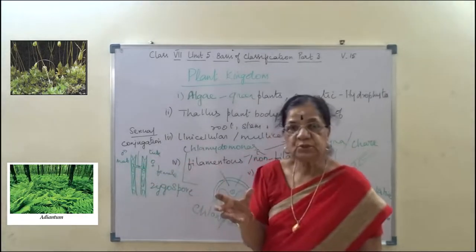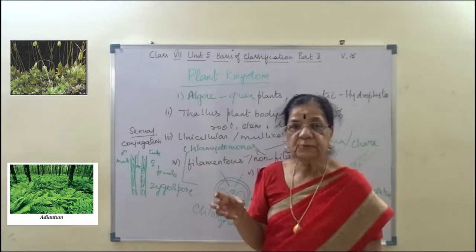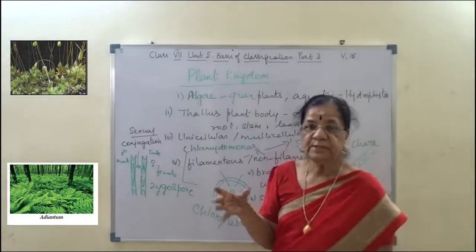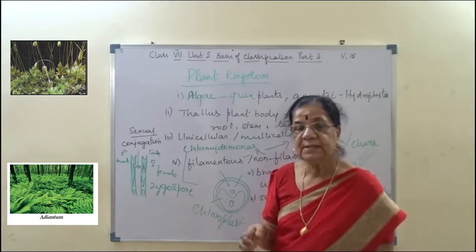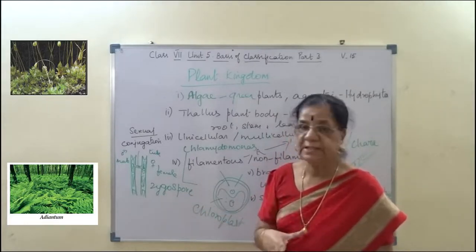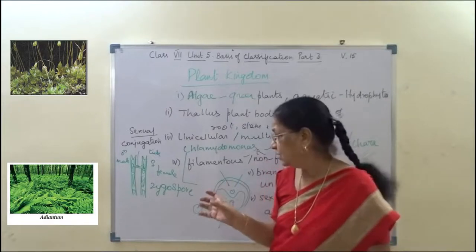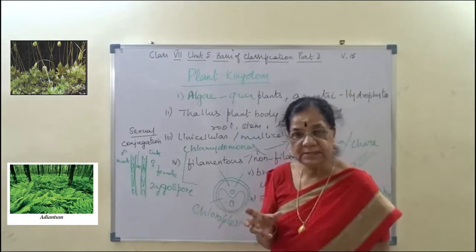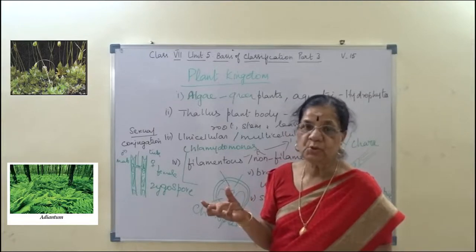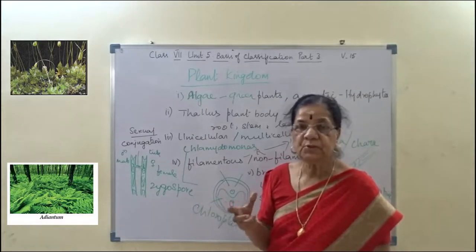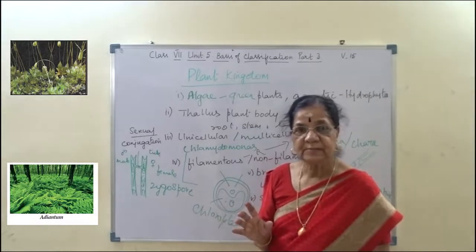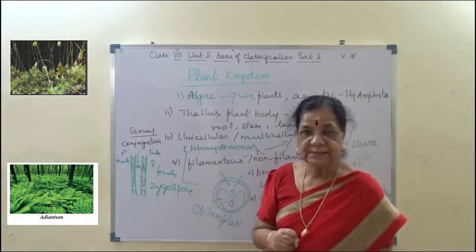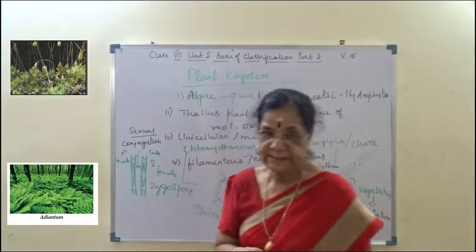That way fusion occurs. The fused egg is a zygospore. We don't call it a fertilized egg or zygote, so it is called zygospore. Its further growth develops into a new Spirogyra filament. I hope you understand. These are the characters for algae.